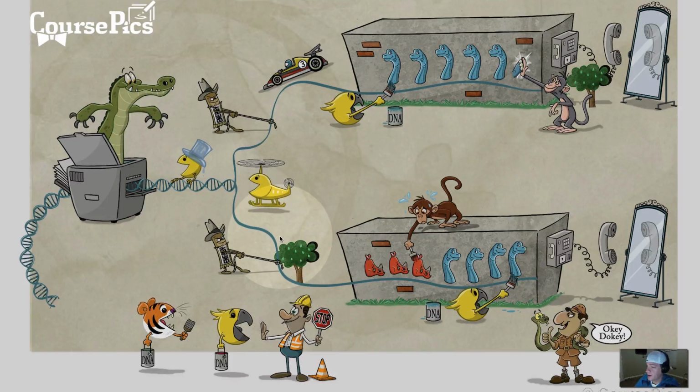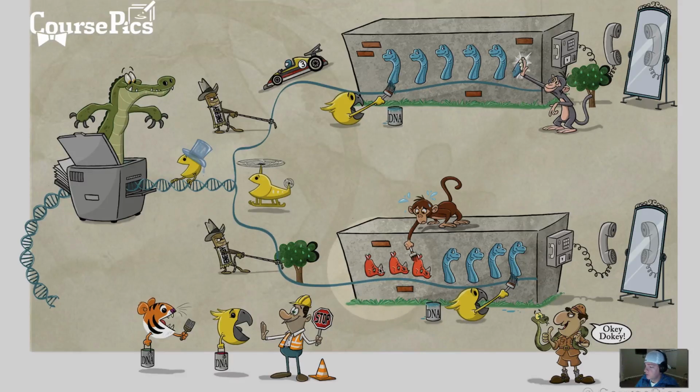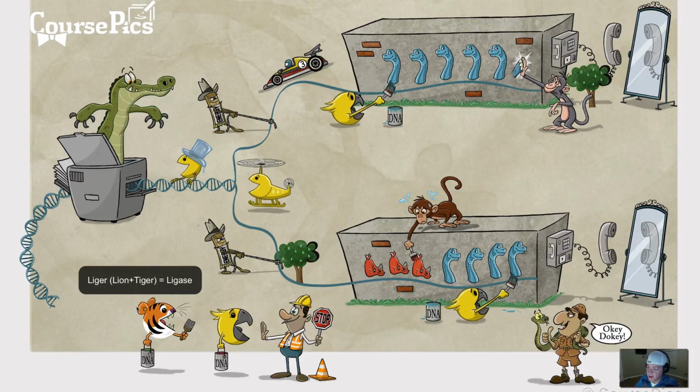Right below here is the lagging strand, shown here by the construction worker. You know, we all hate construction, it slows everything down. So first off, you have the primase who's working really hard because it's the lagging strand, it goes slower. He is laying down rhino heads that represent RNA, and that's followed up by a DNA polymerase, shown here by poly wants a cracker.